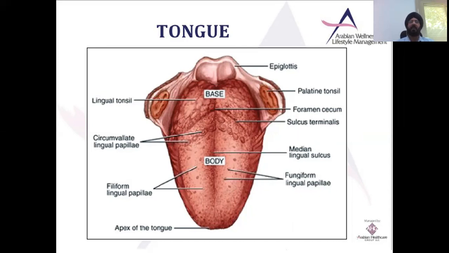The specific tastes are taken by the specific receptors located in particular regions of the tongue. Say, for example, the tip of the tongue is responsible for sweet. The back of the tongue is responsible for bitter. The sides of the tongue are responsible for salt and sour taste.